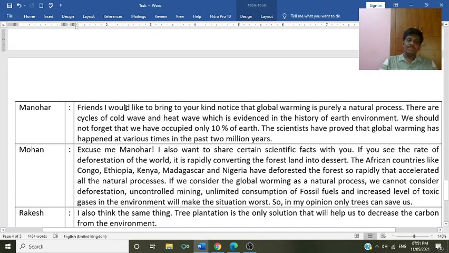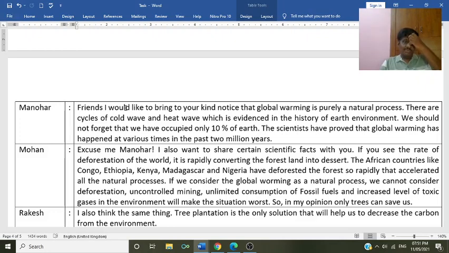Then Manohar says, friends, I would like to bring to your kind notice that global warming is purely a natural process. There are cycles of cold waves and heat waves, which is evidenced in the history of Earth's environment. We should not forget that we have occupied only 10% of Earth. Scientists have proved that global warming has happened at various times in the past 2 million years. So you can see this is what Manohar is saying.